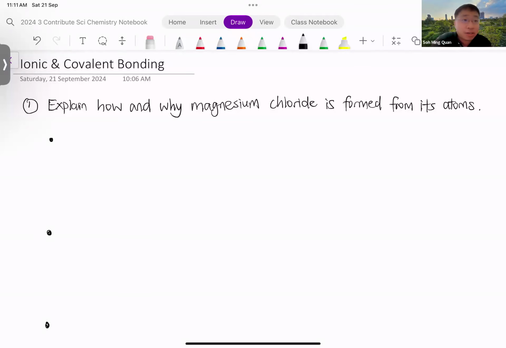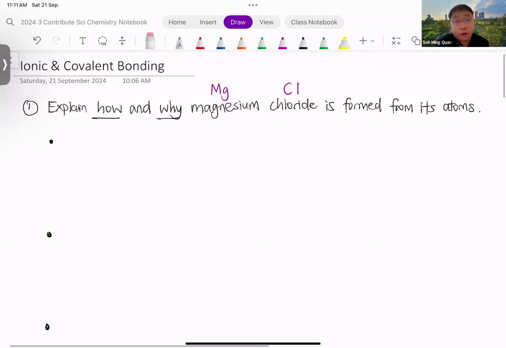So we are really going to start with the first question, as you can see on the screen, which is to explain how and why magnesium chloride is formed from its atoms. The first step is to figure out what magnesium chloride is. Magnesium chloride is formed from the elements magnesium and chlorine. So you will look for these elements in the periodic table.